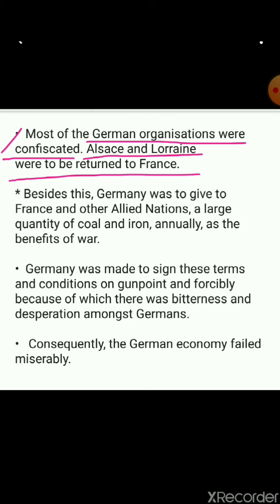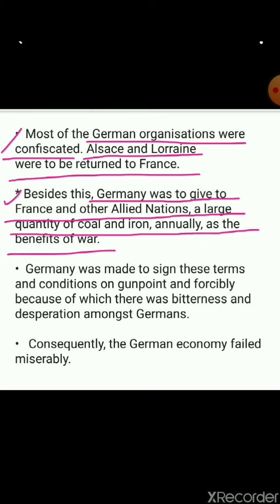Now France was an allied nation, so these regions which had been taken by Germany needed to be returned to France. Next, besides this, Germany was to give France and other allied nations a large quantity of coal and iron annually as a benefit of war.